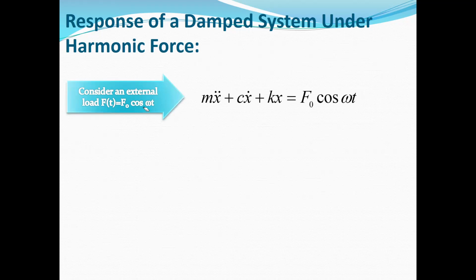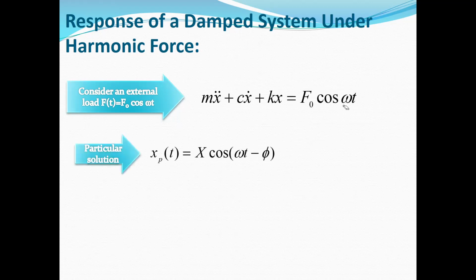If you use Newton's second law to extract the equation of motion, we get this equation, which is m x double dot plus c x dot plus k x. The homogeneous part is exactly the same as the free vibration equation. But on the right hand side of the equation, we have one non-homogeneous term, which is the external force, and it's equal to F naught cosine omega t.